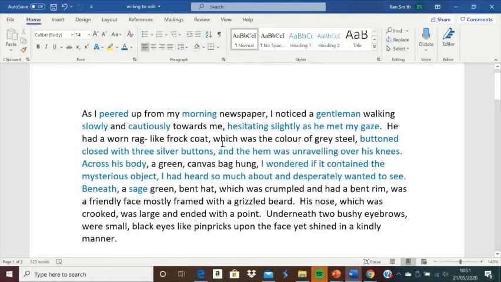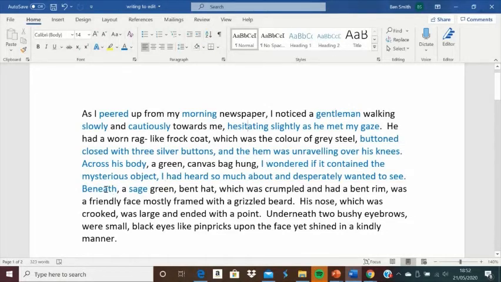So let's go back to this sentence. So I've got my relative clause in here, which was the colour of grey steel. And now I'm going to add that detail that we want to see and expect for Sherlock Holmes to have spotted. It was buttoned closed with 3 silver buttons, and the hem was unravelling over his knees. Okay, now here we go. Instead of he has again, I'm going to use a frontal adverbial, prepositional one. So across his body, a green canvas bag hung. And I'm going to add a bit more information there and a bit more clues about why this gentleman might be walking towards me in the first place. I wondered if it contained the mysterious object I had heard so much about and desperately wanted to see. So all in the same sentence, joined together with a comma.